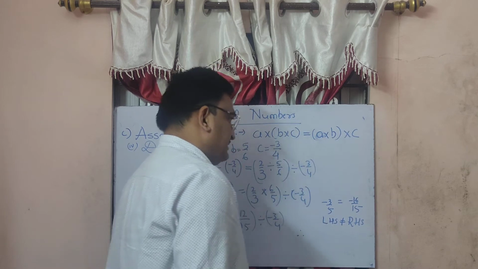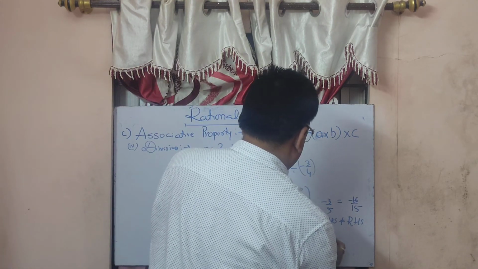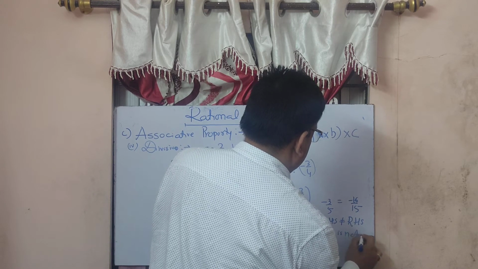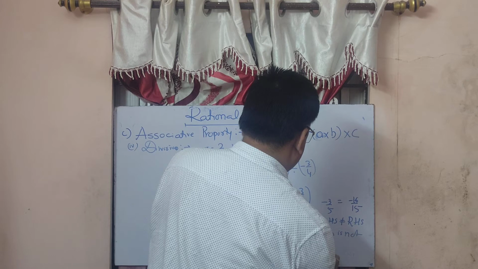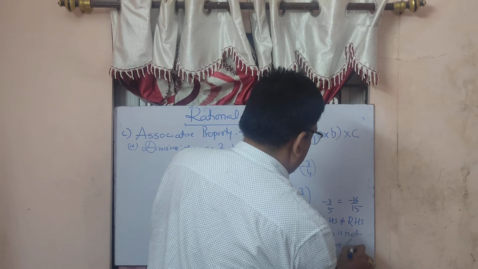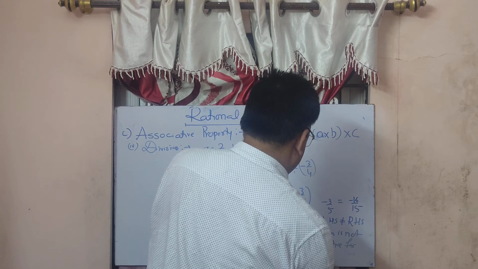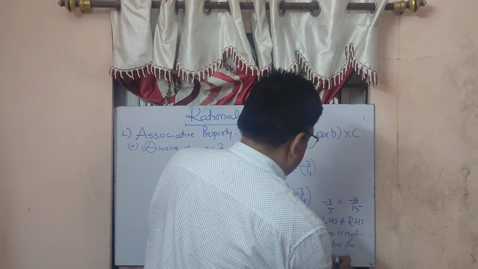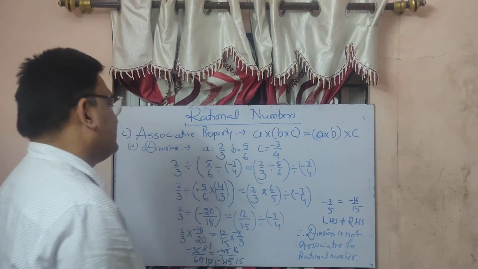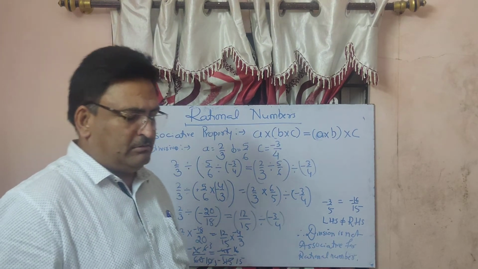Therefore, you can write division is not associative for rational number. So division is not associative for rational number.